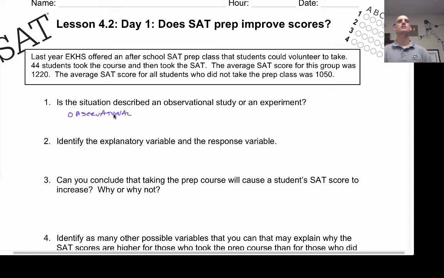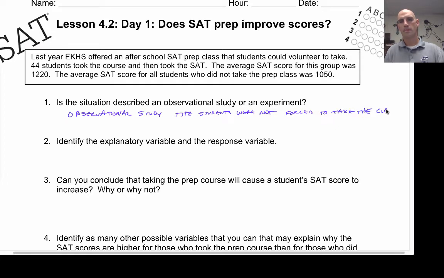And you can imagine an observational study is when you observe something. But what's the difference between that and an experiment? Well, the students were not forced to take the class. Okay, so that's huge. So in an experiment, you are imposing what are called treatments on someone. So you're saying, you must do this and we're going to see the effects.